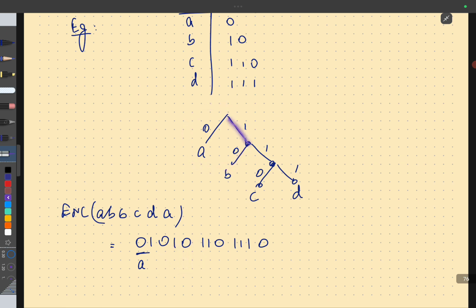I read the next bits, which are 1, then 1 and 0. So the next symbol should be C. And again go back to the root. Then I have 1, 1, and 1, which is D, and I again go back to the root. I get a 0. At that point I stop, because I have no more compressed bits to read. So I have A, B, B, C, D, A.